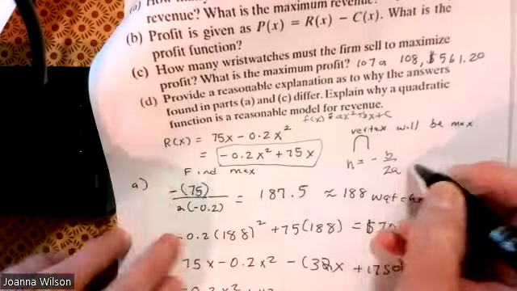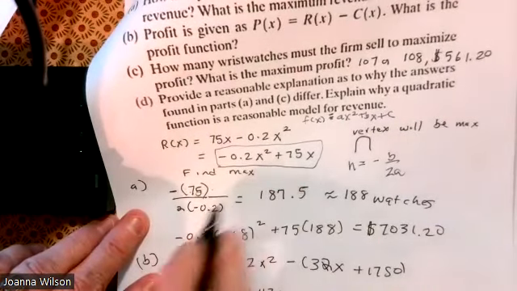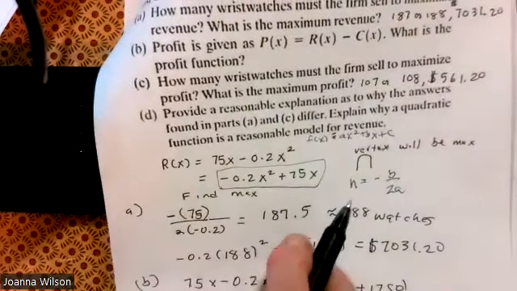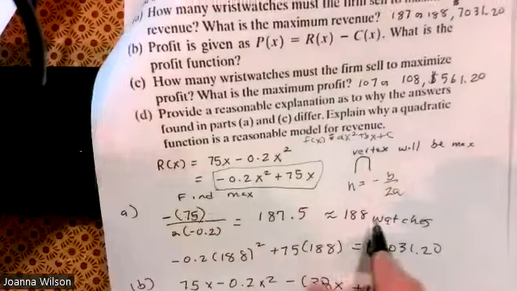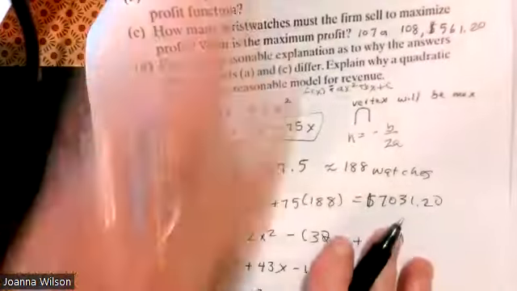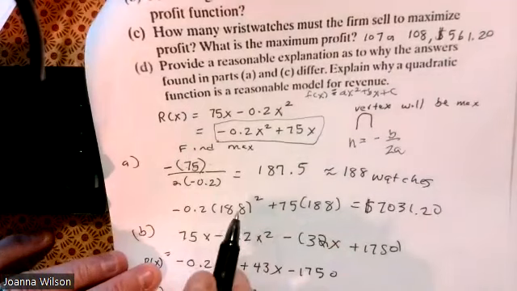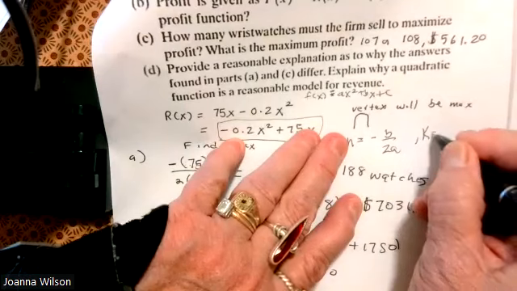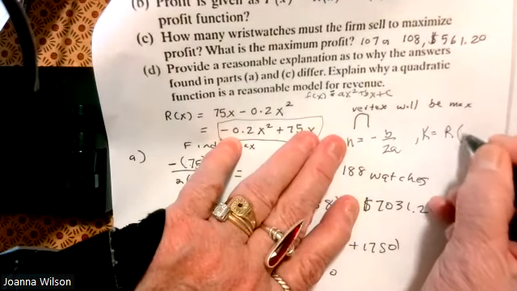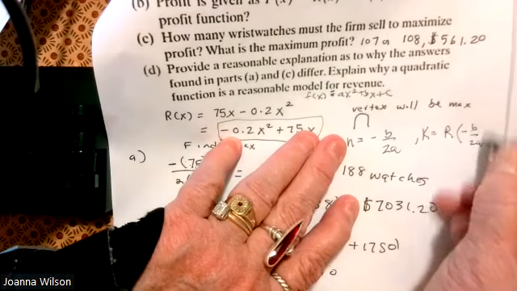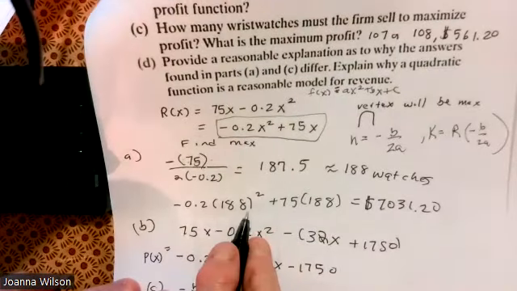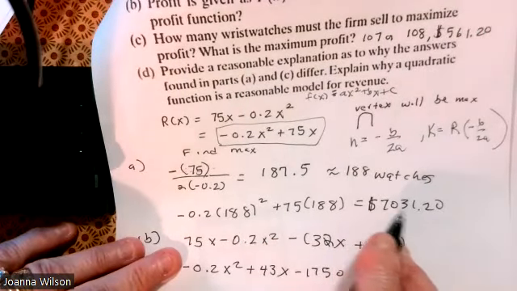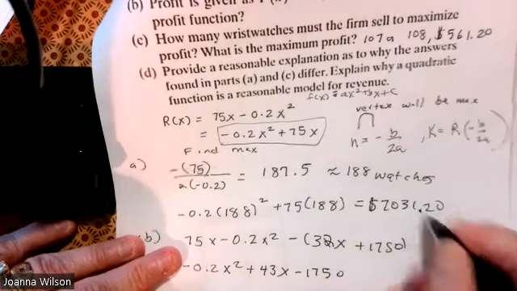minus b over 2a. So I go minus b over 2 times a, and I went ahead and rounded up because you're not going to make half of a wristwatch. Then to find the k, in this case, the function's R, so R of whatever you get for the x. So I just put the 188 back into the function, and I got $7,031.20, I believe.